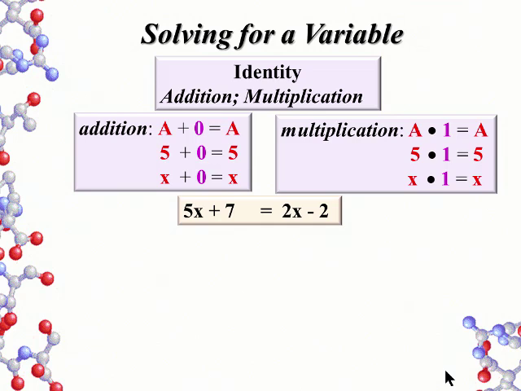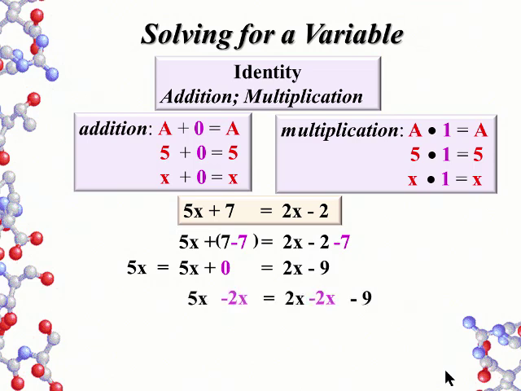Our first mathematical maneuver will be to turn 5x plus 7 into 5x plus 0. In other words, to make the 7 a 0 so that we can use the addition identity law. This is done by subtracting 7 from both sides. The associative law of addition allows us to group the 7s, and solving the math inside the parentheses gives us a 0, and 5x plus 0 equals 5x. Now we need to move the 2x over to the left-hand side of the equation. We do that by subtracting 2x from both sides.